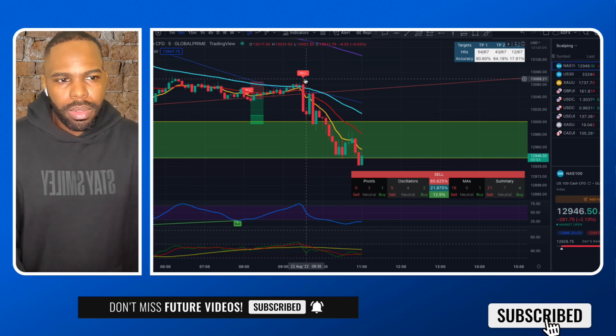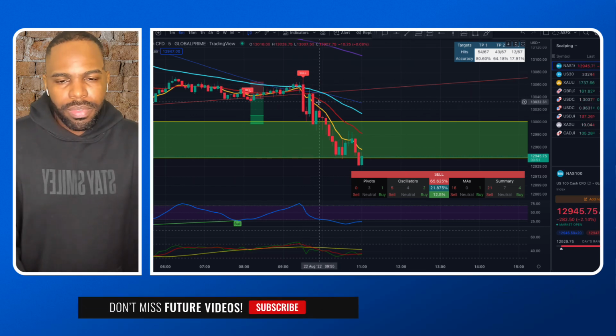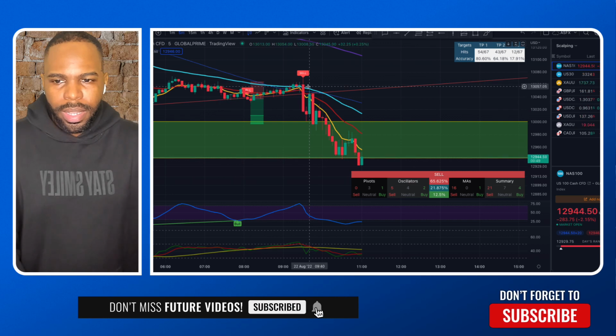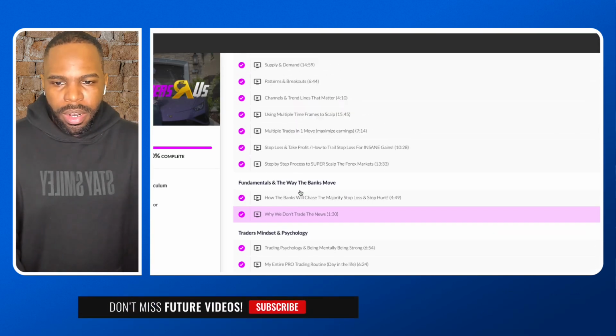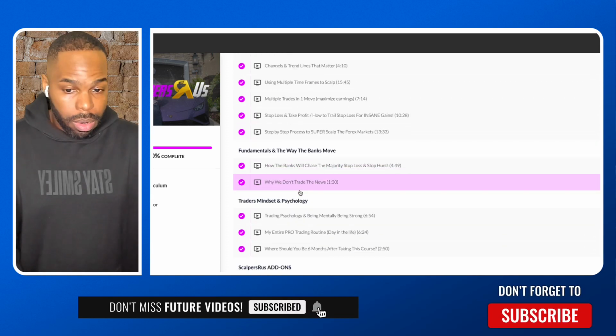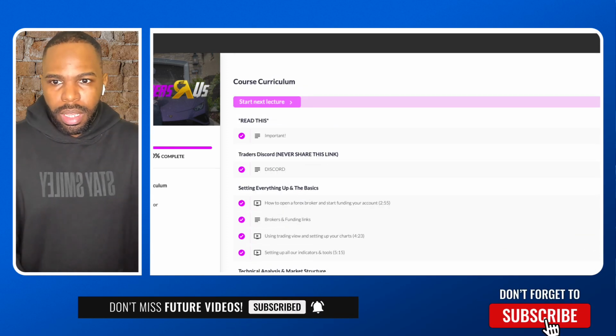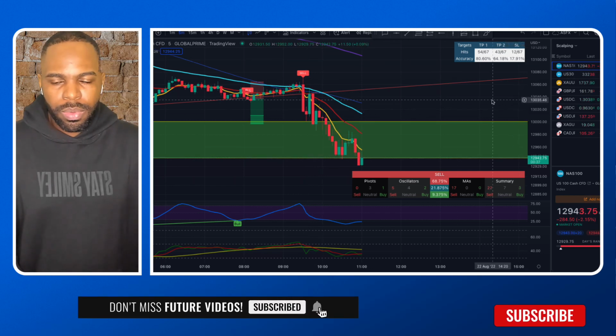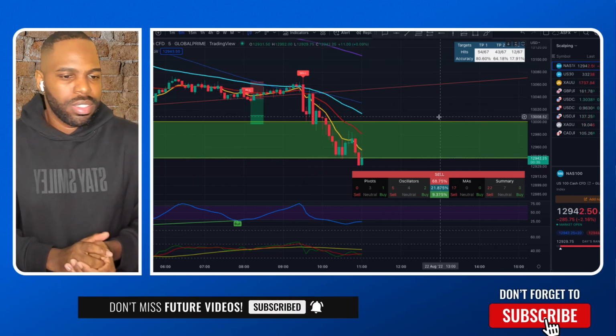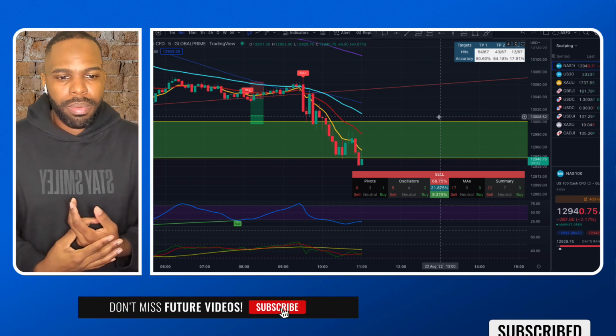But yeah, for the last week or two, I've been trading the open. I've been doing what I've been learning inside of the ScalpersRUs course. It's a scalping course. Basically, all I'm doing is scalping the market, scalping Nas 100 and US 30 during the New York open session, and I'm looking for breakout patterns.